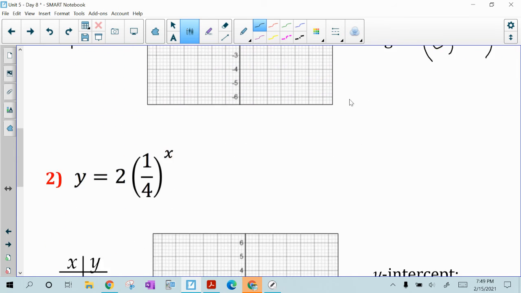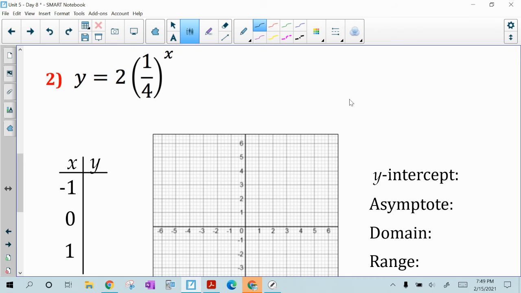All right, then let's take a look at this one. Same sort of thing going on. I'm going to try and fill in some values. Again, 1/4 to the 0 is still going to be 1, so I'm going to say I'm looking at 2 here. And when x is 1, I'm going to be looking at 2 times 1/4. Well, 2 times 1/4 is 2/4, which reduces to just be 1/2. So this is 1/2 here. Okay. Still not that difficult.